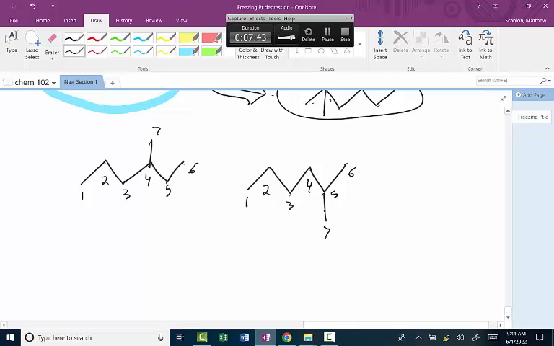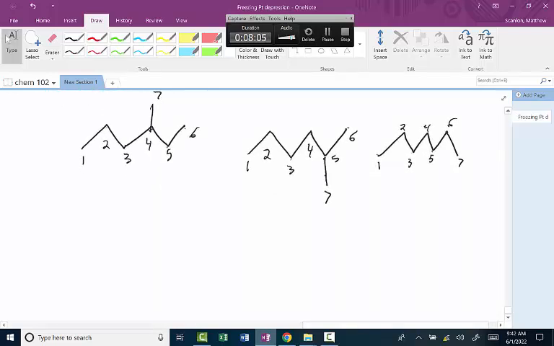There's my seventh carbon, and this one, 1, 2, 3, 4, 5, 6, seventh carbon. Okay, are there any other structural isomers of this thing? Think about it for a minute and then look at what I show you here.